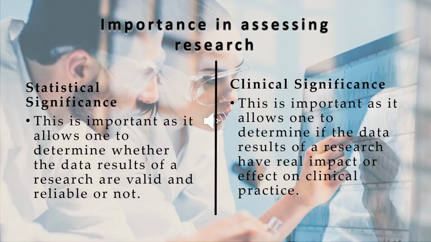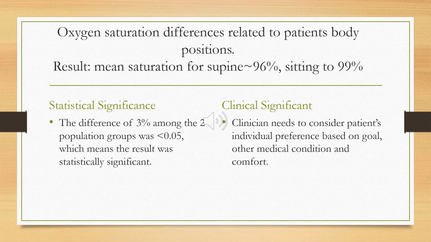This way, we can first determine if a research is good and representative of its target population before considering its clinical significance. Clinical significance is also important as it allows us healthcare workers to determine if the data results of a research are really useful in a clinical setting or not. It also allows us to decide if the data results are applicable on a particular patient or if they can improve treatment effects.